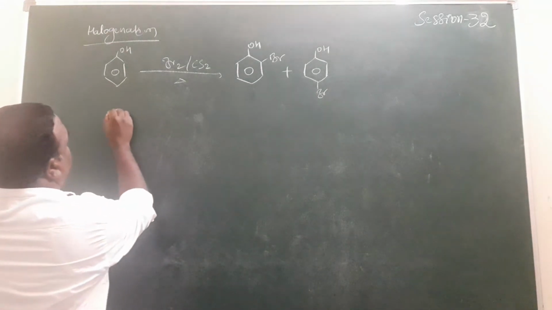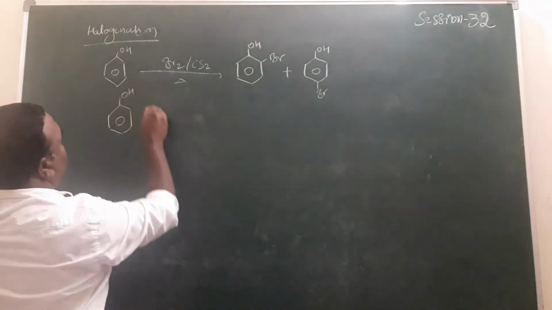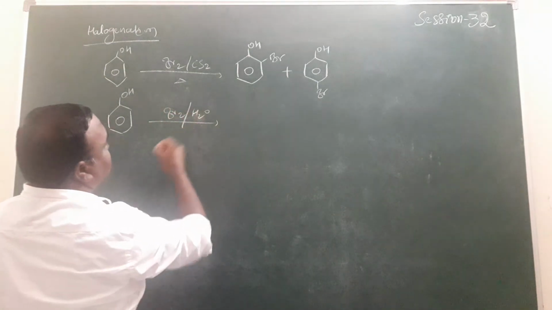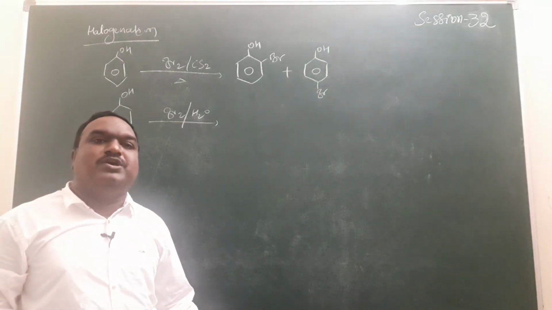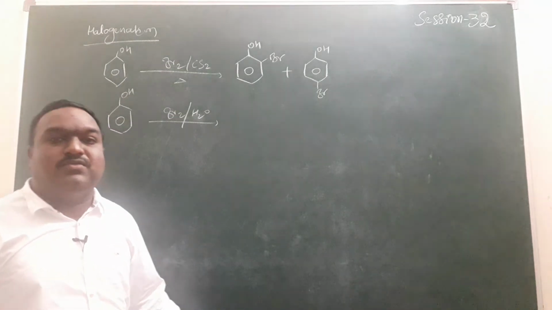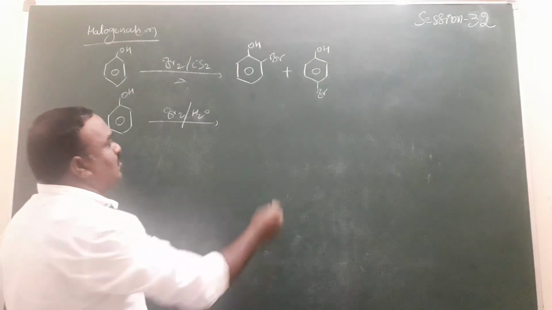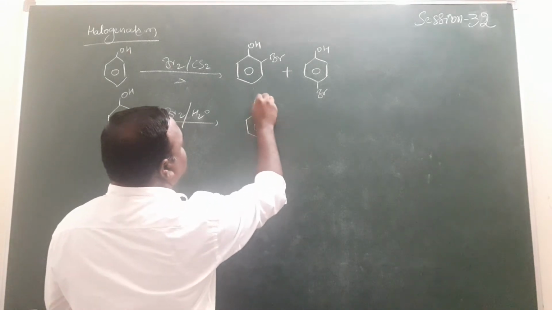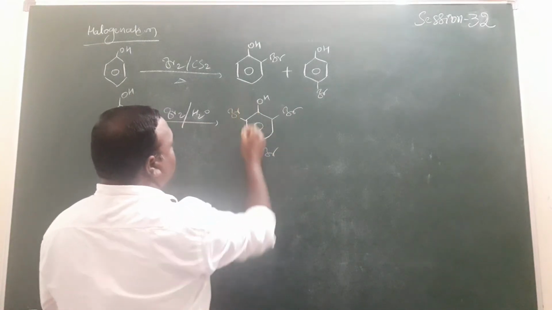Wherever the phenol compound is given again, the phenol compound reacts with bromine water, excess of bromine in this reaction. Phenols form the white precipitate with excess bromine water. The tri-substituted phenol is formed, which is in the white precipitate state. So tribromophenol, 2,4,6-tribromophenol is formed. Here bromine, again bromine, again bromine.